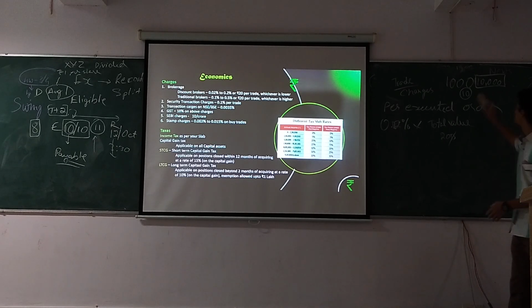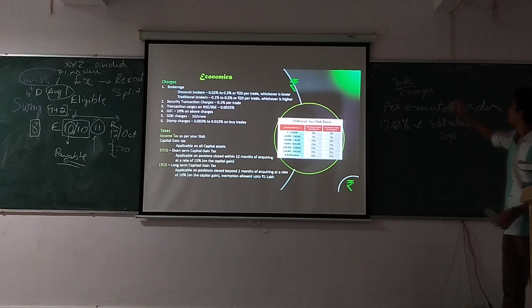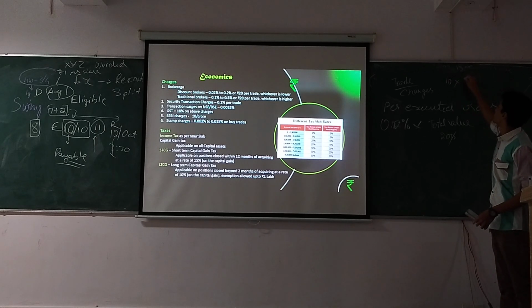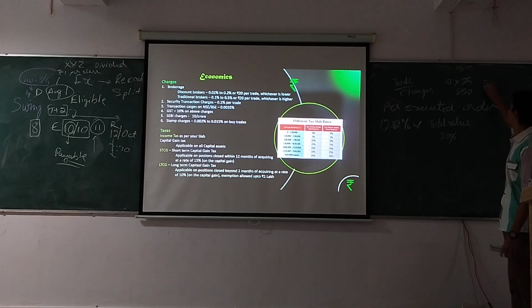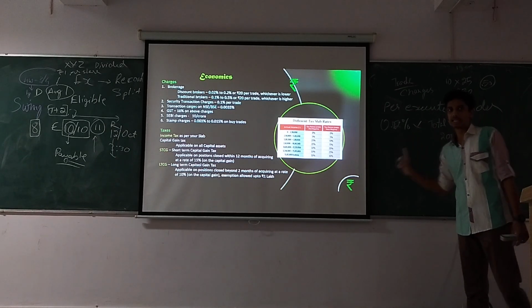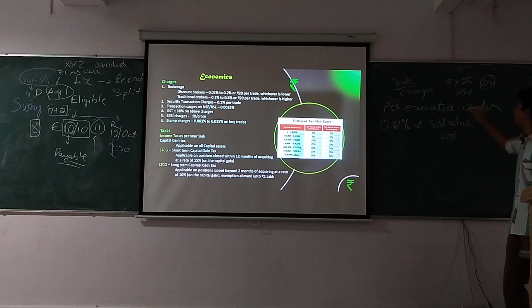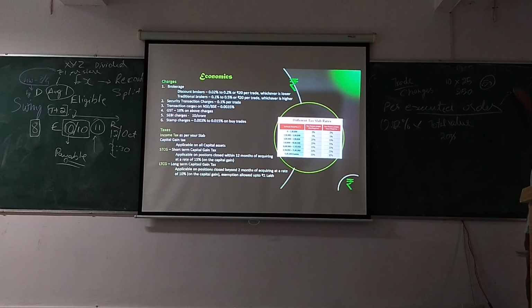Okay. Now let us say you don't want to buy for 10,000. You want to buy 10 shares which are being traded at 25 rupees. So 250 rupees into 0.02%, which is 50 paise. That's going to go from there. Right? So that is the brokerage. This you pay on a per executed order basis. This doesn't matter if it is a buy or a sell.